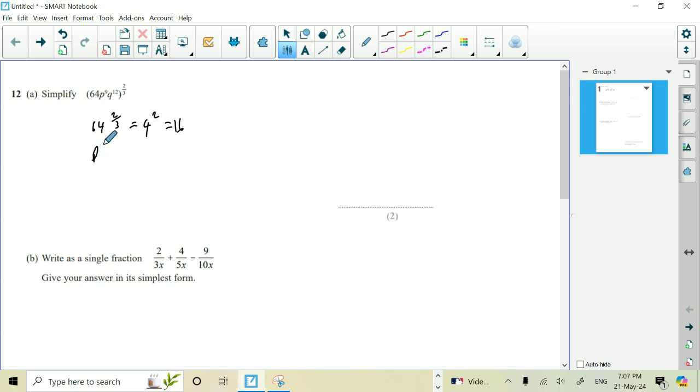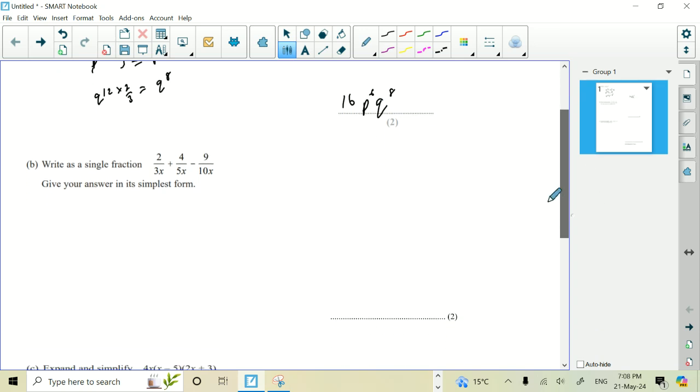P to the 9, and we're going to multiply it again by 2/3, which is equal to, well, 3 is a factor of itself and 9, so that's equal to p to the power of 6. And you can use your calculators for this as well, because of course non-calculator papers are finished. So q to the 12 to the 2/3 is q to the 12 times 2/3, which is equal to q to the 8. So if we join it up, we've got 16 p to the 6 q to the 8.